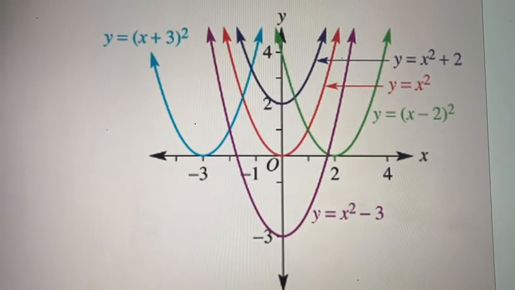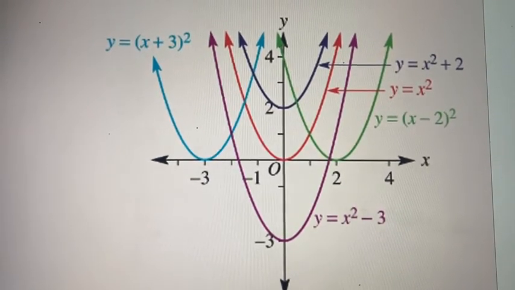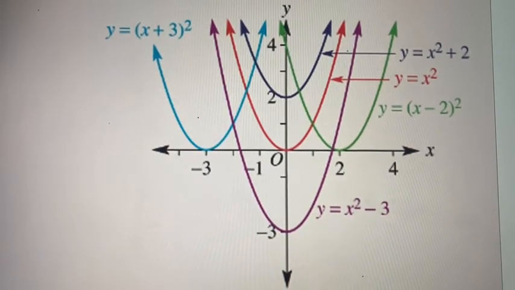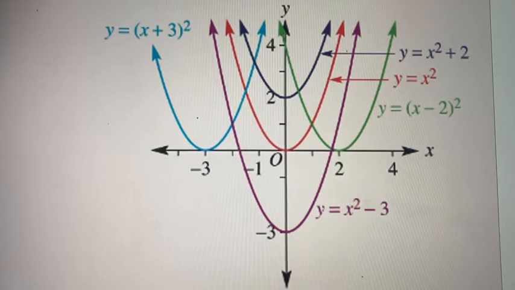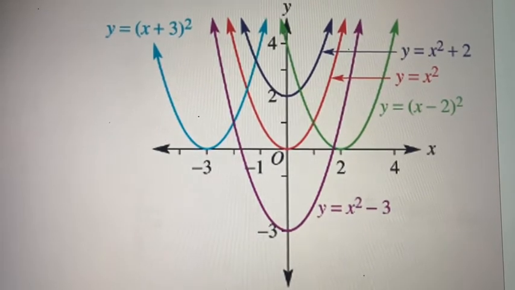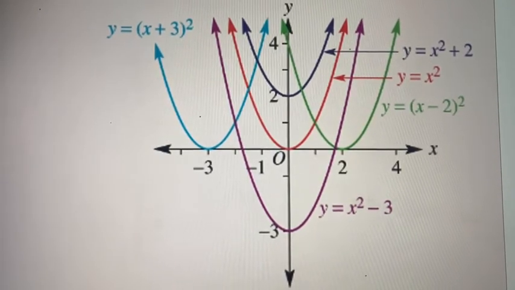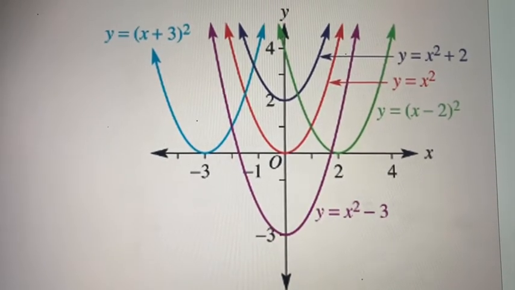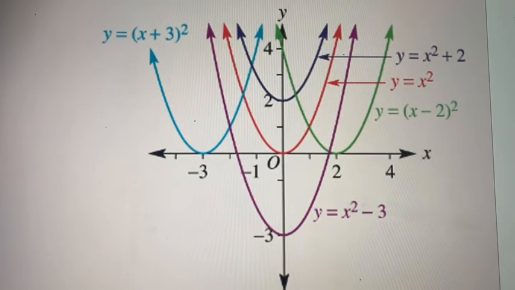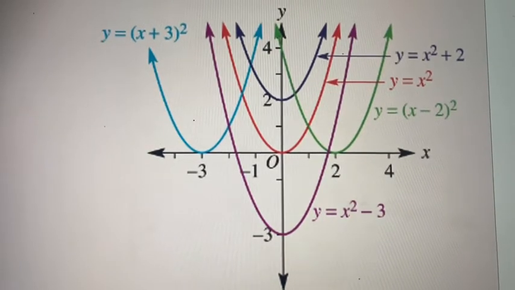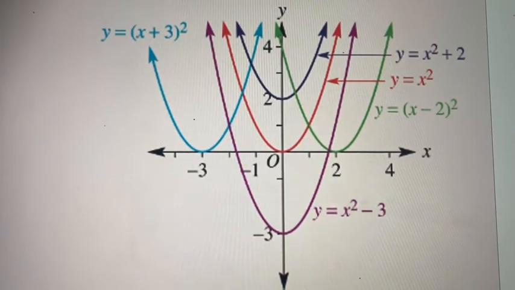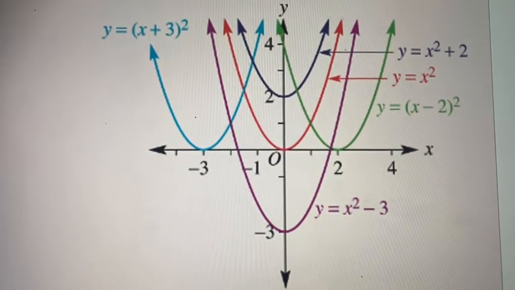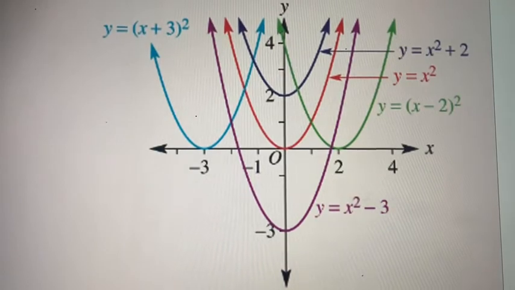Translation also occurs when the constant is changed. For example, in the rule y equals x squared take 3, the turning point is moved down the graph to the y equals negative 3 y-intercept. But if it was y equals x squared plus 3, the parabola would be moved up to the plus 3 y-intercept.